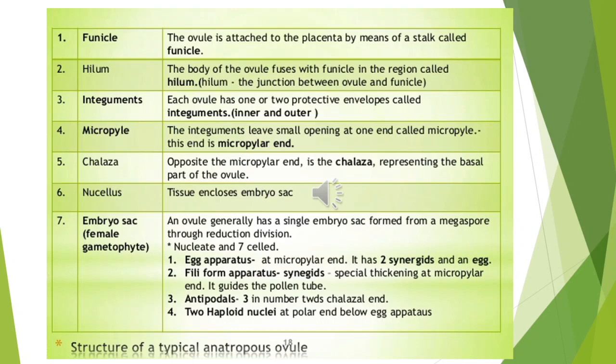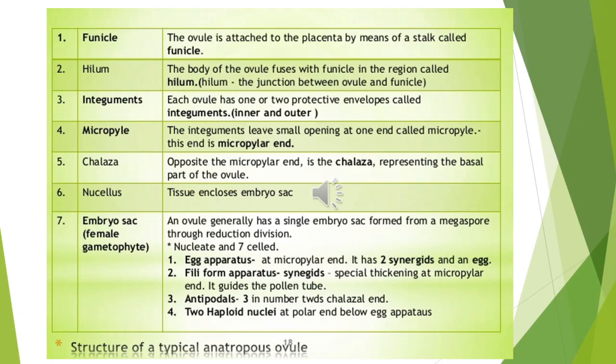Inside the ovary, the ovule is present, and the pattern of how the ovules are attached to the ovary is called the placenta. The stalk through which the ovule is attached to the ovary is called the funicle. And the junction through which the funicle and the ovule are attached is called the hilum.